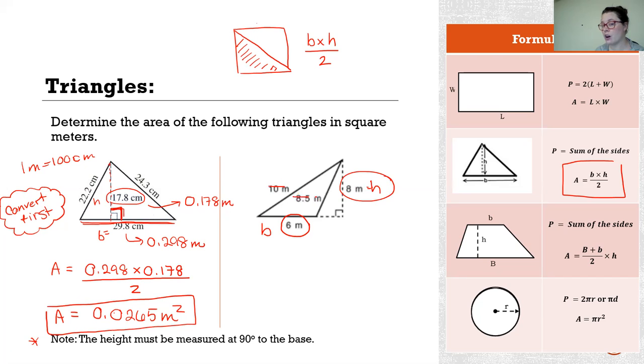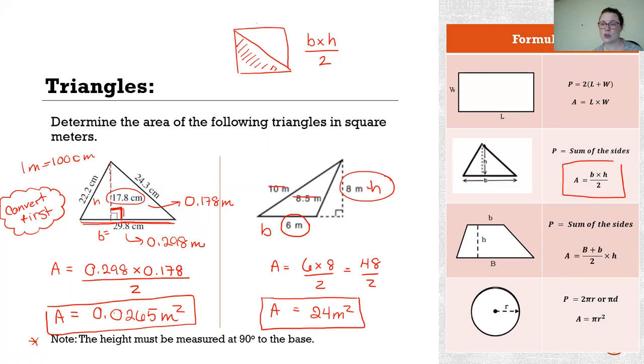These two are extra pieces of information. We do not need to have them to calculate. So if you want to calculate the area, it's base times height divided by 2. So 6 times 8 divided by 2, which is 48 divided by 2, or area is equal to 24 meters squared. Fairly simple calculations for us to figure out.